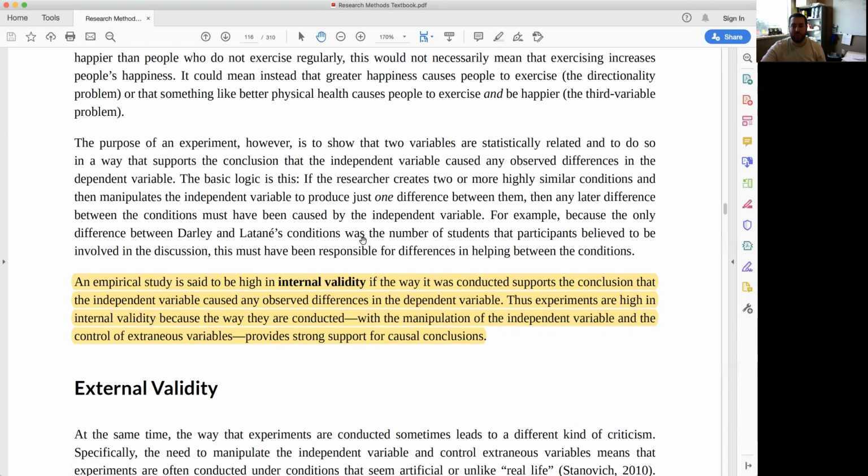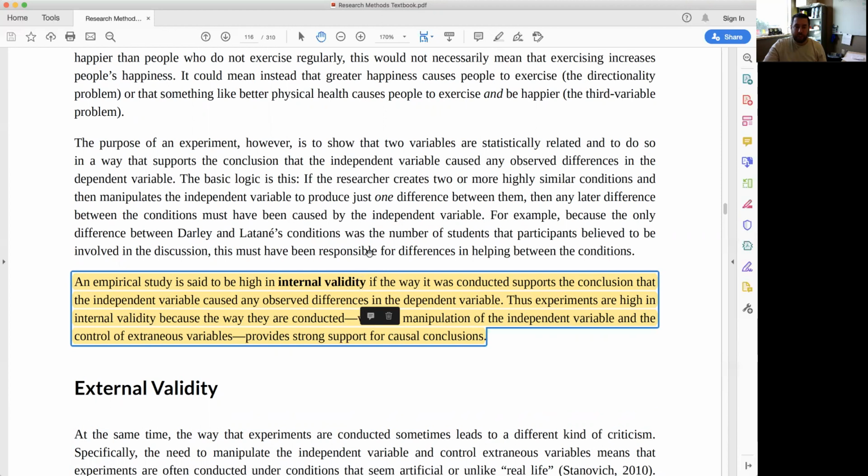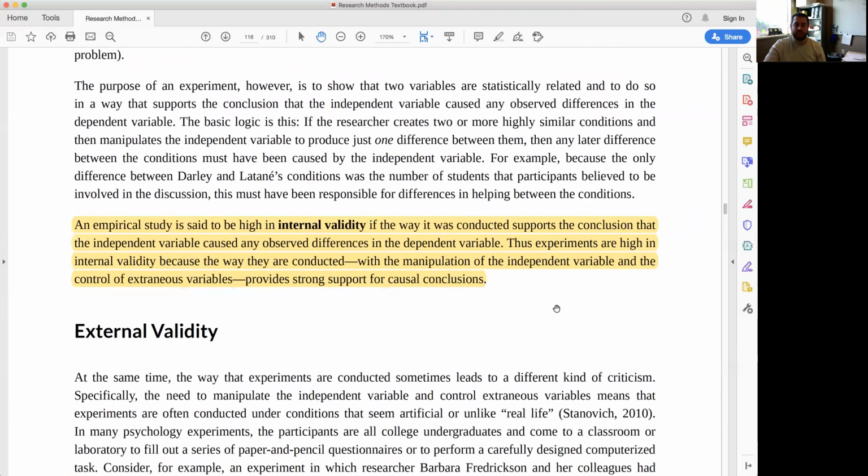what causes what. So we have two different types of validities that the book highlights here, internal and external. Internal validity is ultimately where research is conducted and supports the conclusion that the independent variable caused any observed differences in the dependent variable. Thus, experiments are high in internal validity because of the way they are conducted, but the manipulation of the independent variable and the control of extraneous variables provides strong support for causal conclusions.